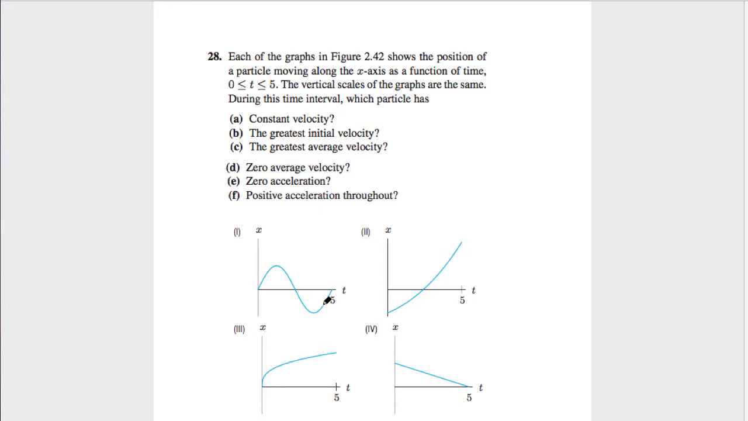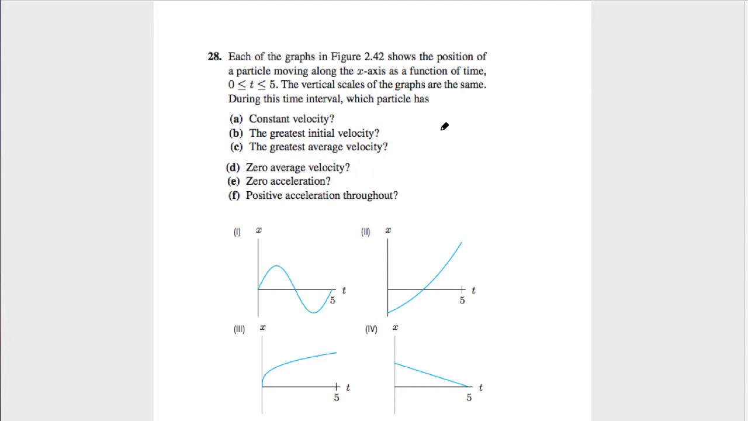We have 4 graphs here, and they show the position of a particle moving as a function of time from 0 to 5 seconds. The vertical scales are the same, so our up and down is the same. During this time interval, which particle has a constant velocity, initial average velocity, and then we talk about acceleration.